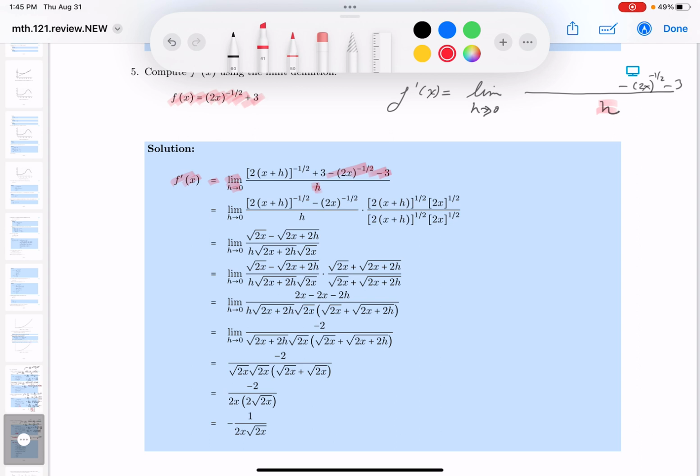And the next thing up, what do you put down next? You put down the function evaluated at x plus h, which is relatively simple to do. Let me write that down for you. It's going to be the function, which is 2 times x plus h, that's what I'm evaluating at, to the minus 1/2 plus 3. All right? So I'm going to say that's done. I got that part done. I definitely see it written down over here.